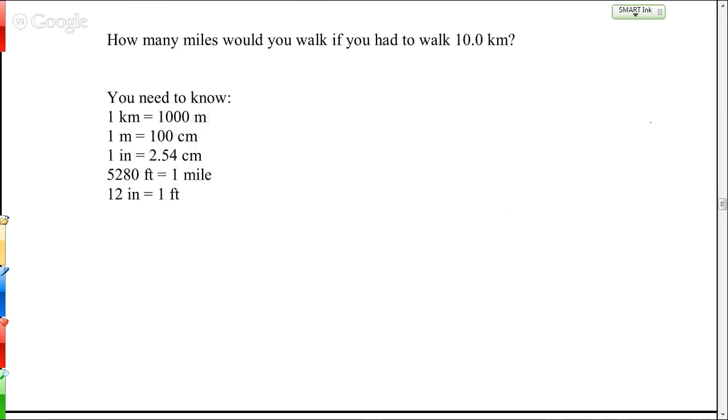I'm going to assume you've done plenty of this before, but questions like this: how many miles would you walk if you had to walk 10.0 kilometers? Now, if you know how many miles are in a kilometer, that's great, and you could use that. If you don't, you could use some other factors.